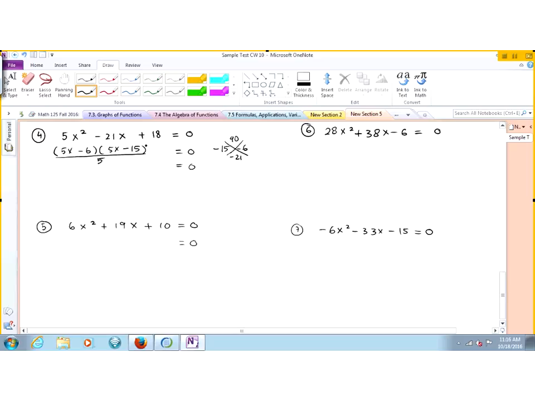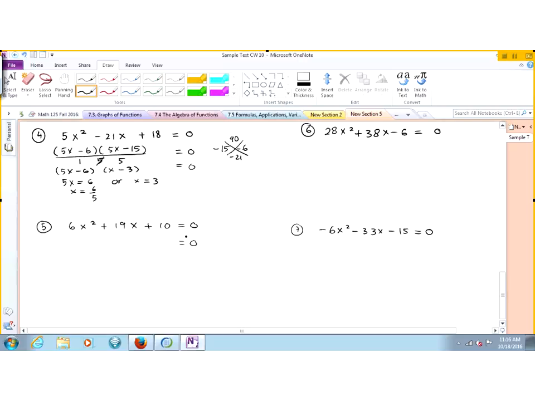Negative 6, negative 15. So how do I split up the 5? Yes, 1 times 5. So what is this? 5x minus 6 is equal to 0. So then I have to solve. 5x is equal to 6, x is equal to 6 over 5. Or x is equal to 3. So this is an equation, that's why you have to solve, right? The other one was just factor.